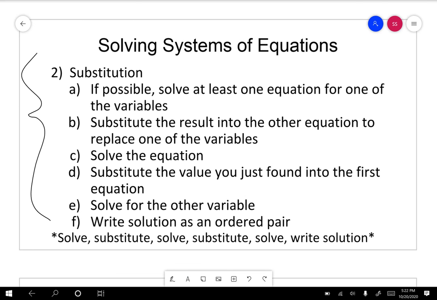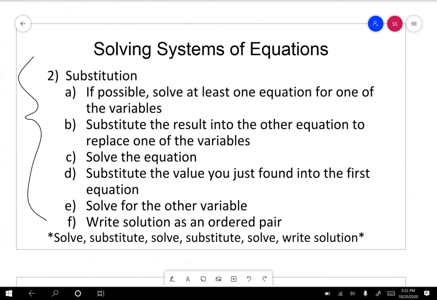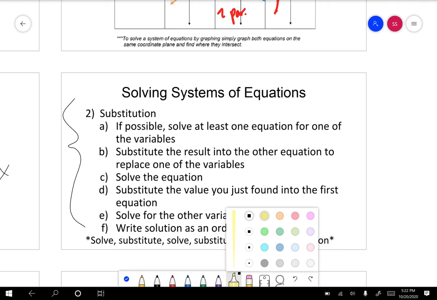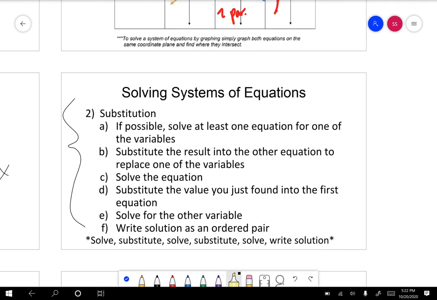Some of the wording's a little weird though, and you might not quite understand what it's talking about. So we're going to go over a couple examples. I'm just going to go over the steps super quick, and then we'll do the examples. So step 1, if it's not already like this, you're going to solve at least one of the equations for one of the variables.